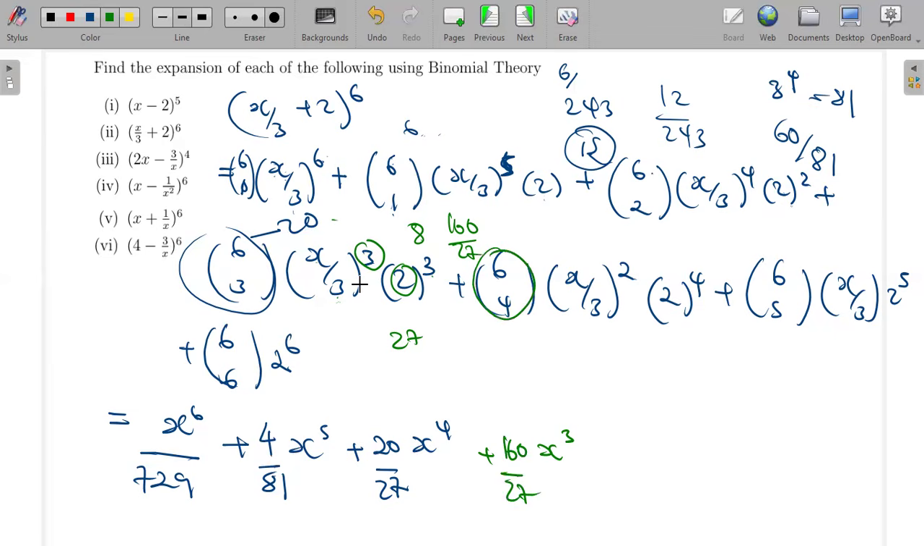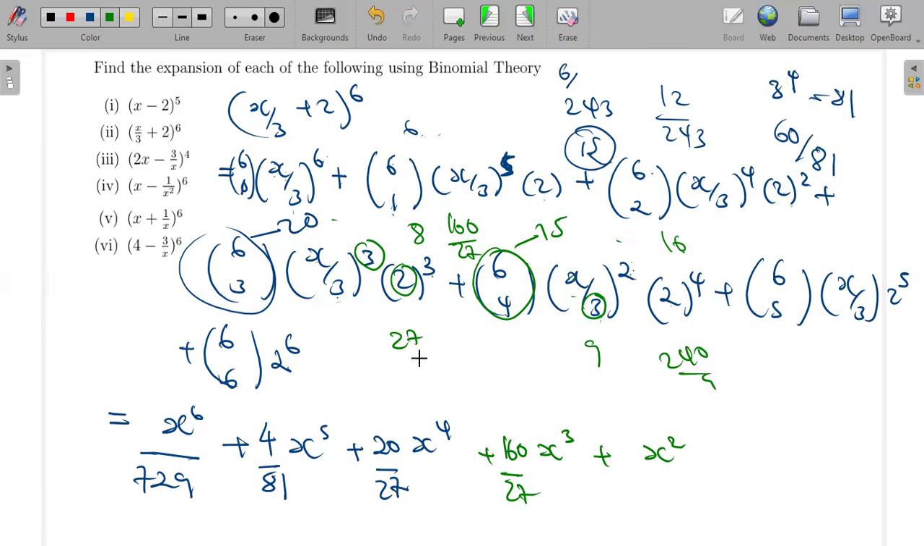Okay, next you have this one here. That is 6 choose 4. 6 choose 4 is just going to be 15. So that gives me 15. Then 2x to the power 2, that's going to be x squared. And then you have this 3 to the power 2, that's going to be 9. So you're dividing by 9. Then 2 to the power 4, that's 16. 15 multiplied by 16, which is 240. So 240 over 9, which just reduces to 80 over what?